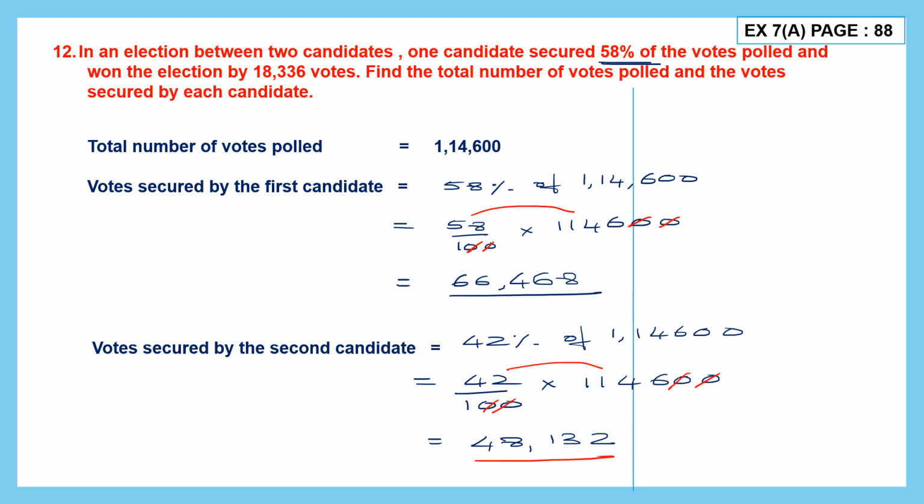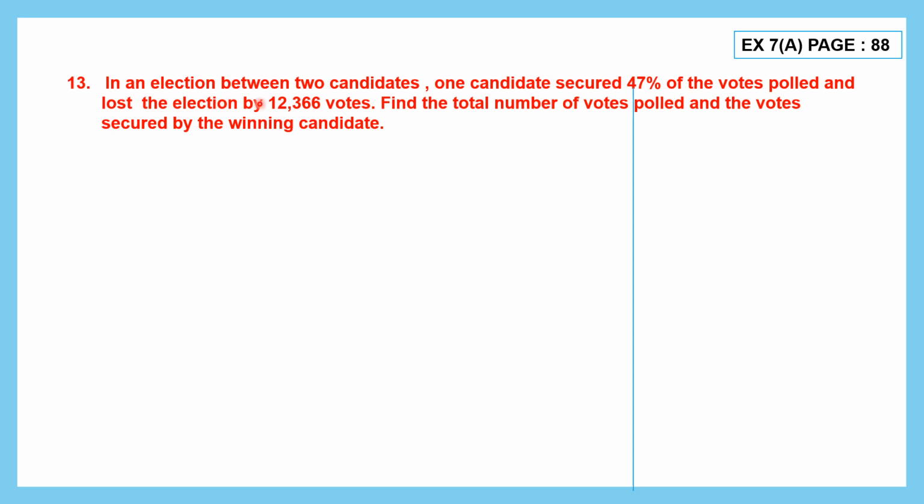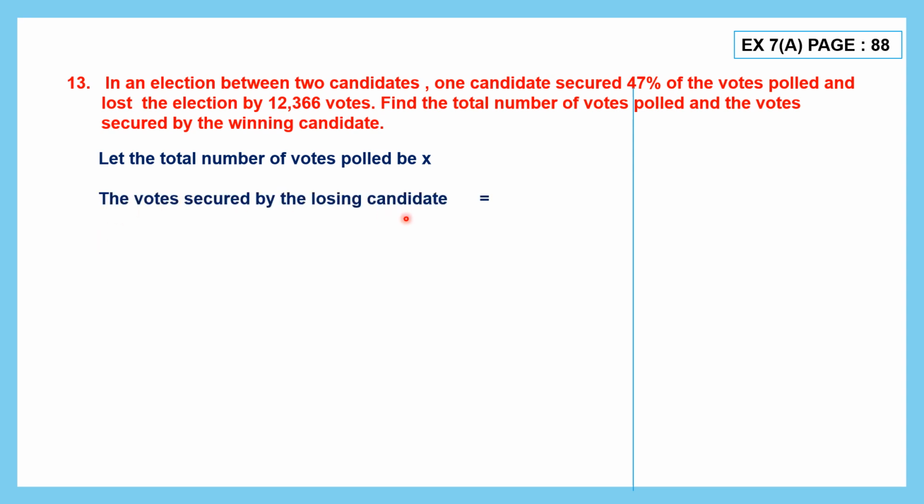Question 13. In an election between two candidates, one candidate secured 47% of the votes polled and lost the election by 12,366 votes. Find the total number of votes polled and the votes secured by the winning candidate. So let's begin by saying let the total number of votes polled be X. Then the votes secured by the losing candidate is what we've been given, that is 47% of X.